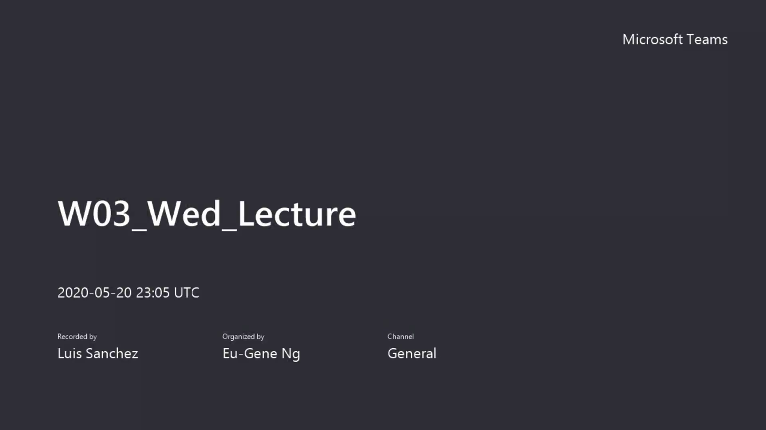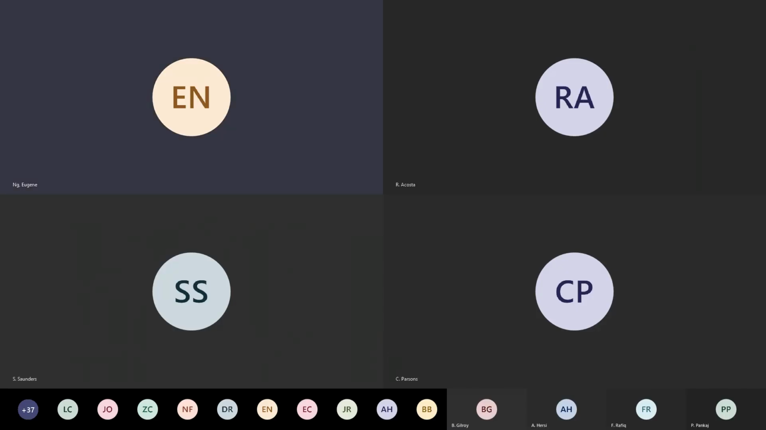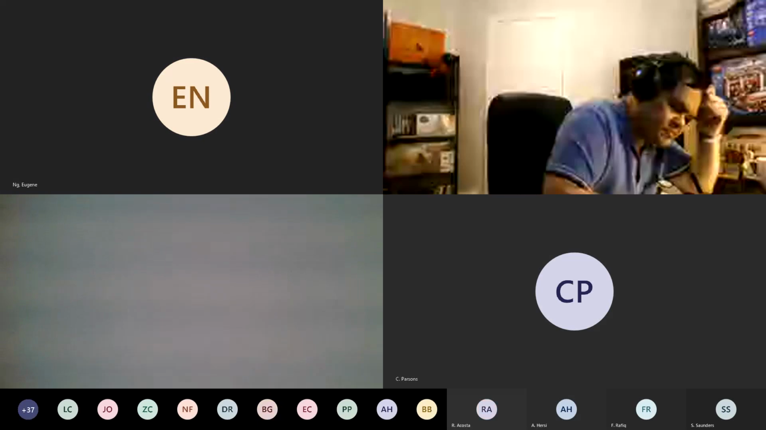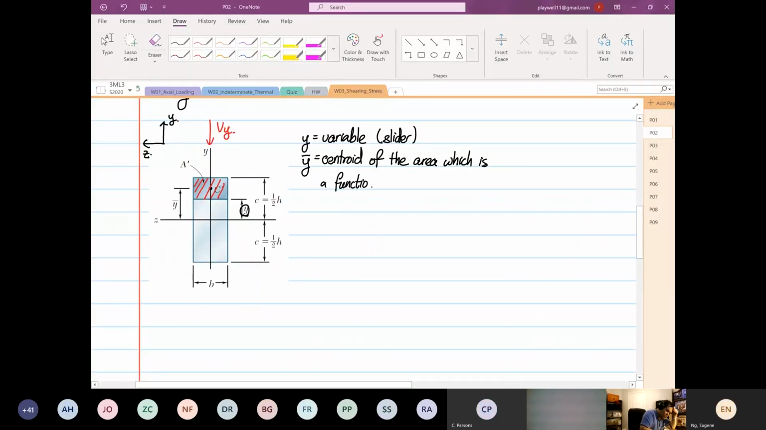a function of y, right? So if the y over here that I'm going to do in yellow moves, the y prime or the y bar will shift likewise. Okay, so the area will change. So the A prime is the area, is a defined area.